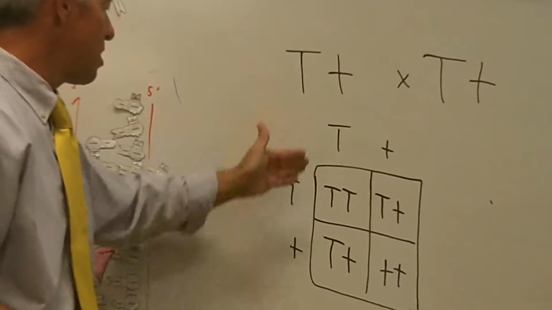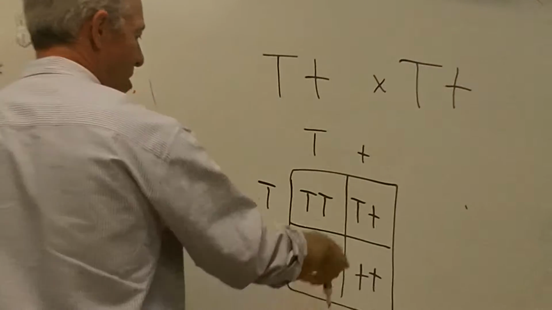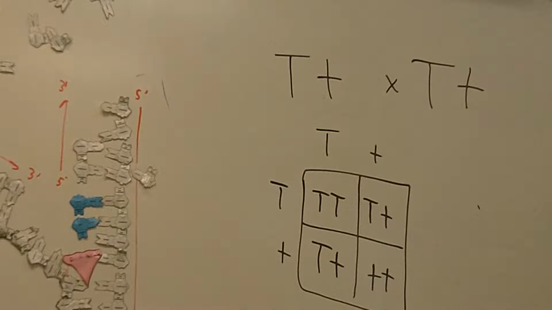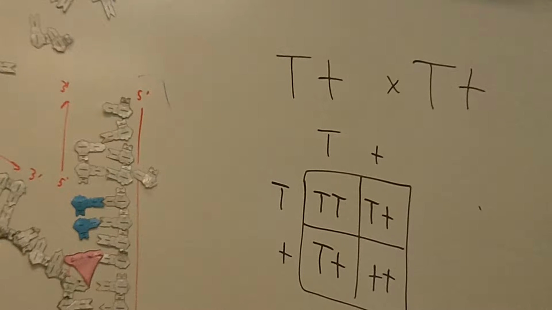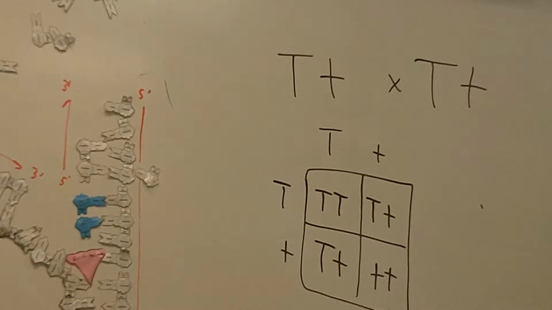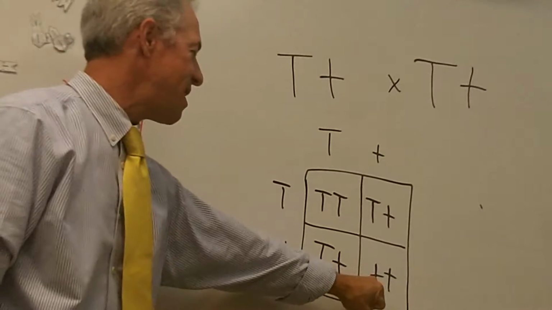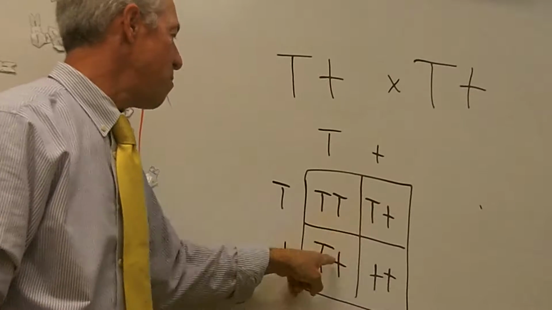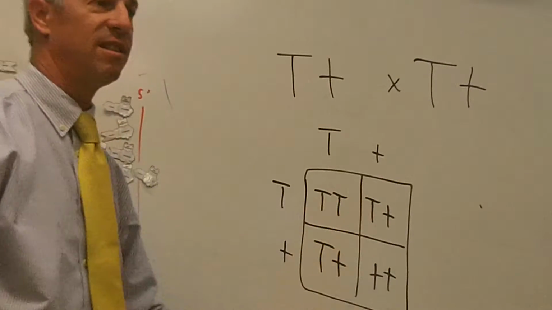What percentage of the kids will have it? 25% will have Tay-Sachs. 75% don't have Tay-Sachs. 50% are carriers for Tay-Sachs.